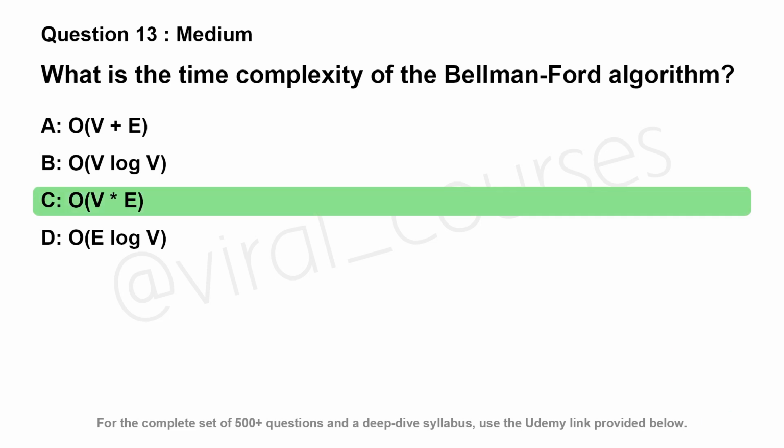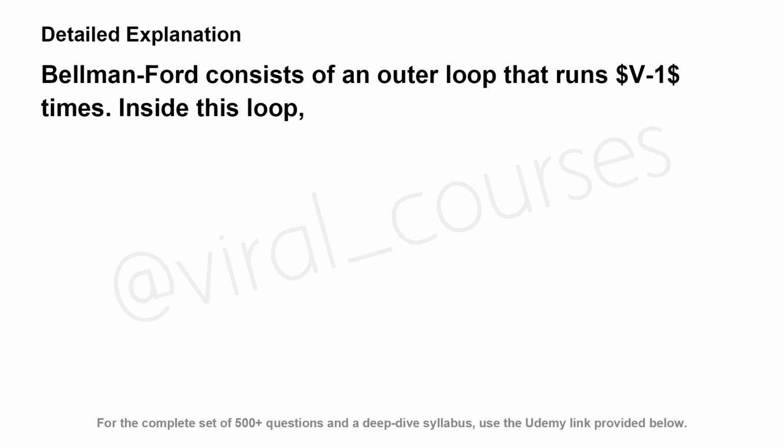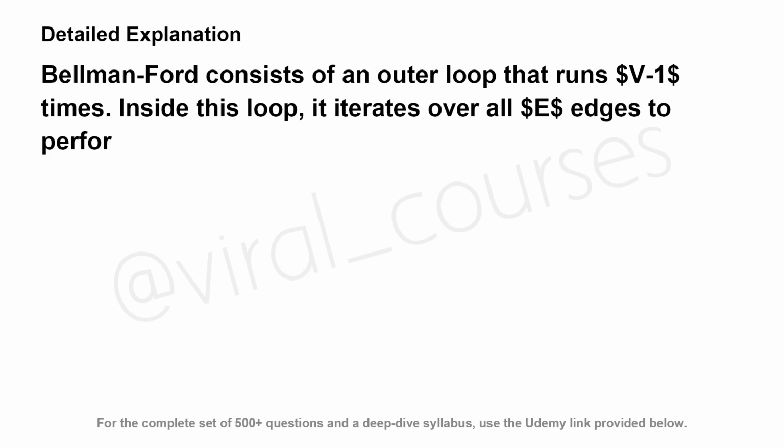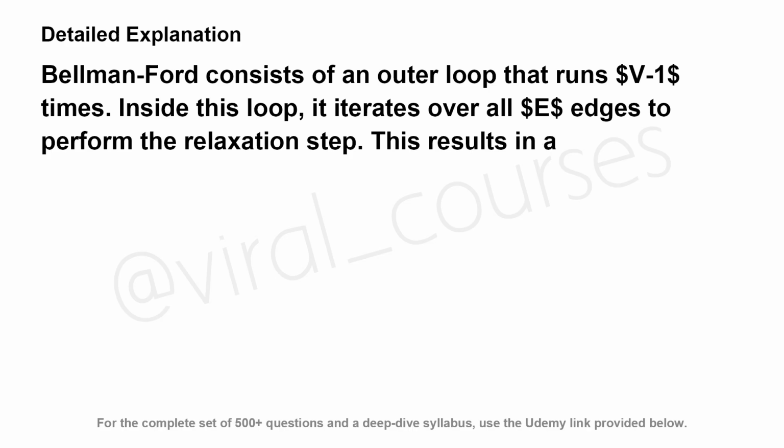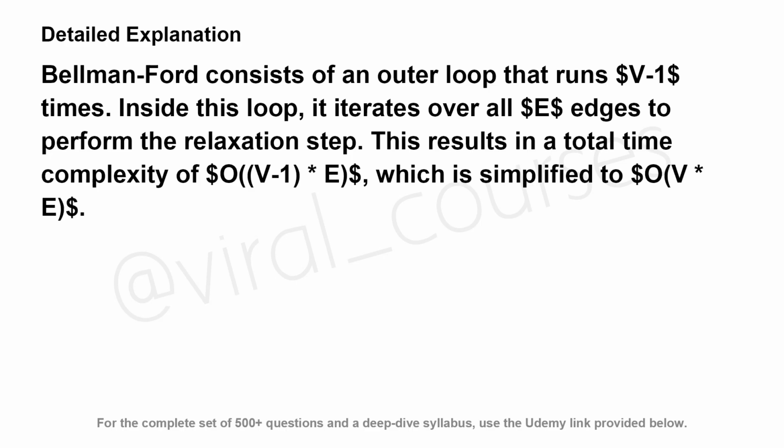The correct answer is C. Bellman-Ford consists of an outer loop that runs $V - 1$ times. Inside this loop, it iterates over all $E$ edges to perform the relaxation step. This results in a total time complexity of $O((V-1) * E)$, which is simplified to $O(V * E)$.